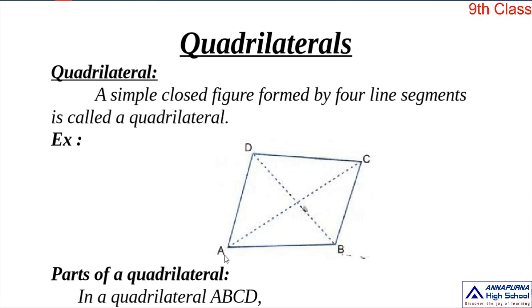See the figure, ABCD is a quadrilateral. These are four line segments: AB, BC, CD, AD.